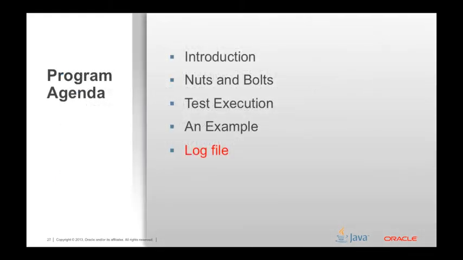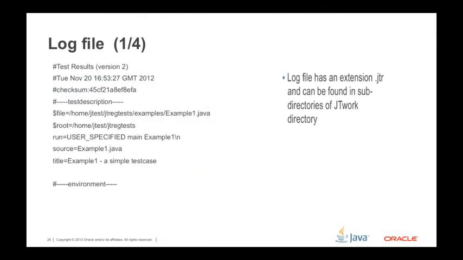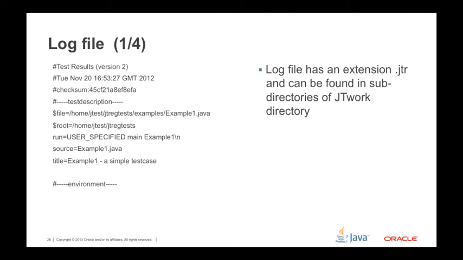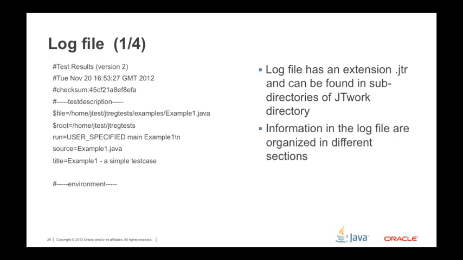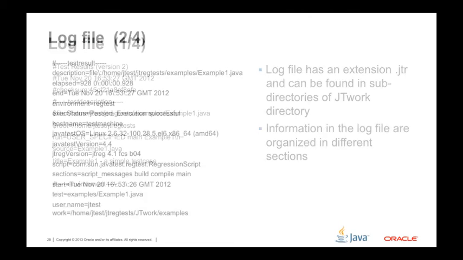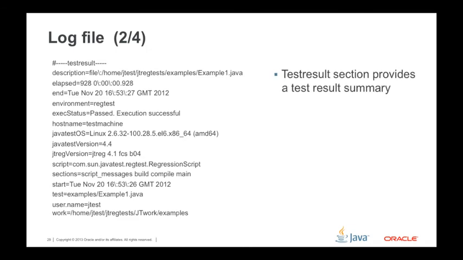Let me now move over to show an example of a JTREG log file. A log file has the extension .jtr and can be found in subdirectories of the JTWork directory. Information in the log files is organized in different sections. For example, the test description section. Note that title equals Example1 a simple test case. This is actually coming from the @summary tag specified in the test case source itself. Then the environment section, and the test result section provides a test result summary. For example, execution status, the host name on which the test has been executed, the OS version on which the test has been executed, the JTREG version itself, and many other useful options.